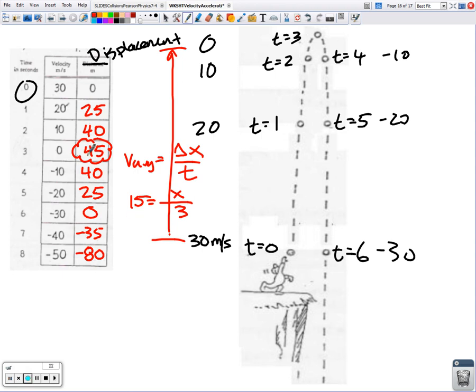Solve for x, 45. You could add up those individual ones if you would like. 10 and 0 is 10, divided by 2 is 5, and then add 5 on the 40. Yeah, you could figure out each individual interval and add them all together. That's fine. Or you could do it once.